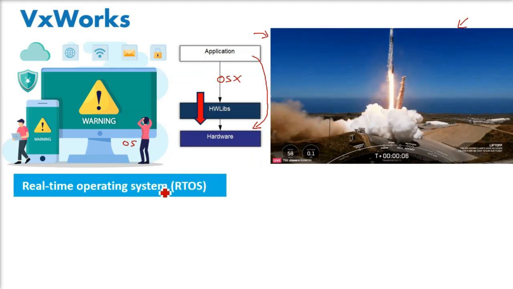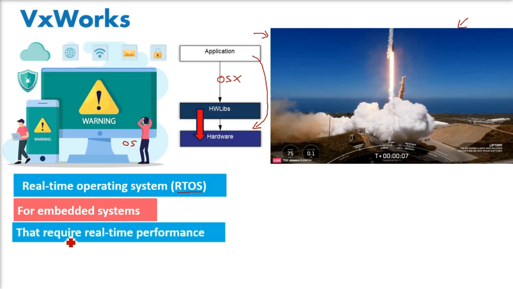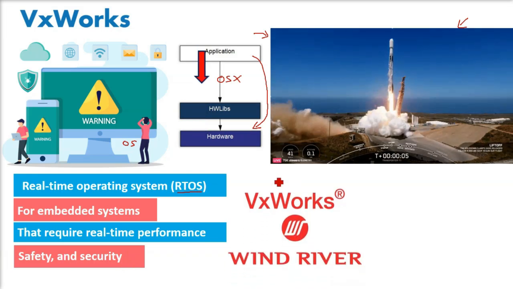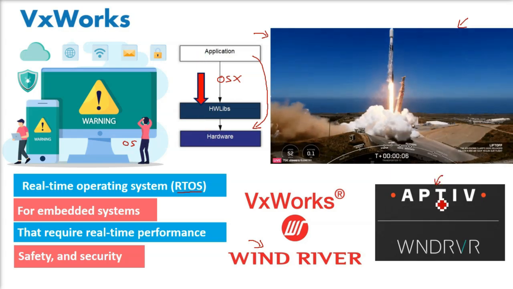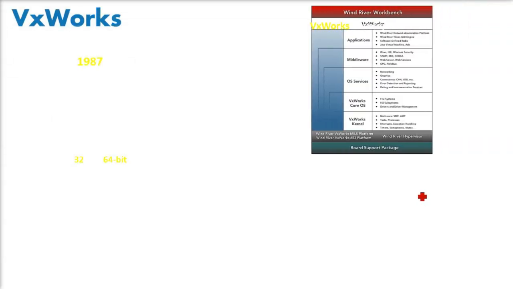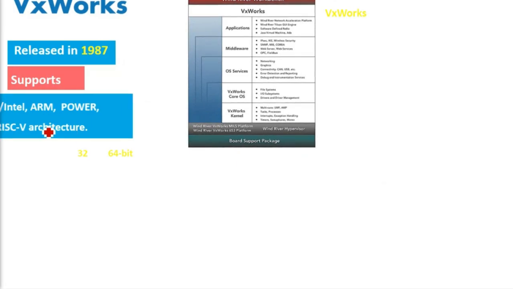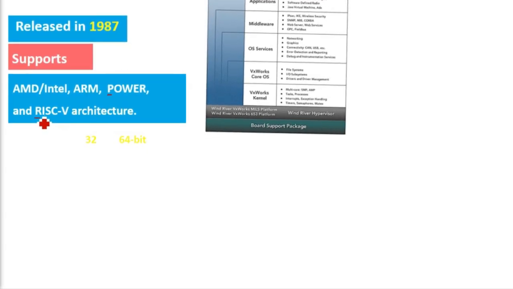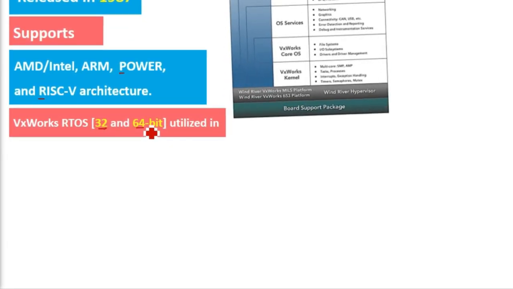VxWorks is a real-time operating system, RTOS, used for embedded systems that require real-time performance, safety, and security. It is developed by Wind River Systems, a subsidiary of Aptiv. First released in 1987, it supports the AMD Intel architecture, the ARM architecture, the Power architecture, and the RISC-V architecture on 32 and 64-bit processors.